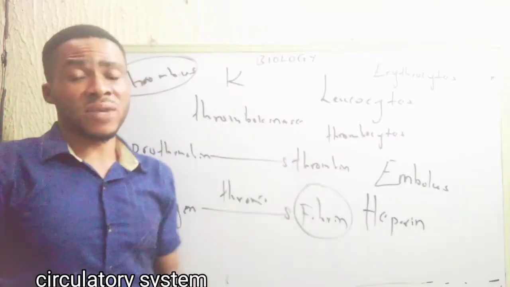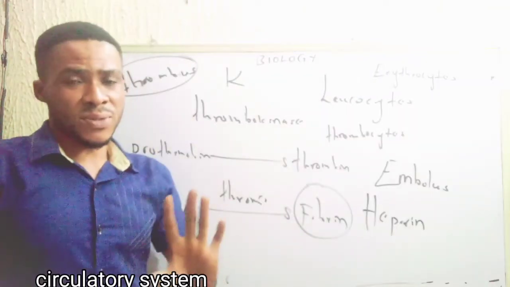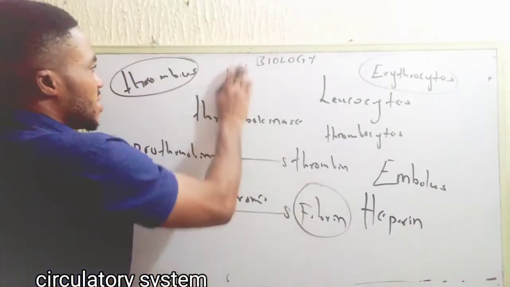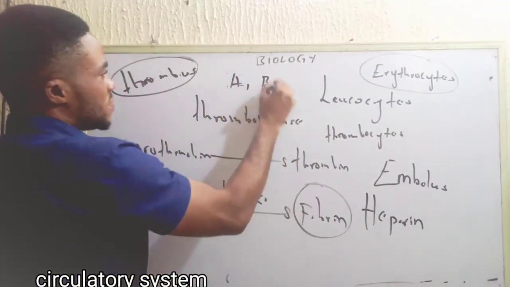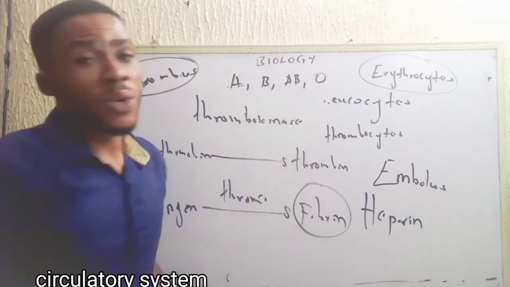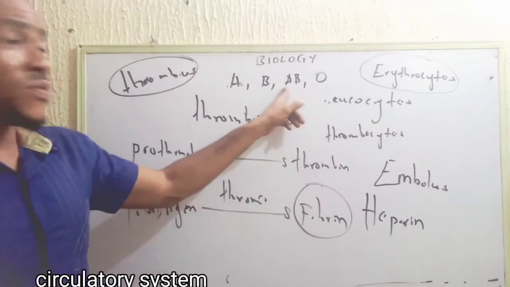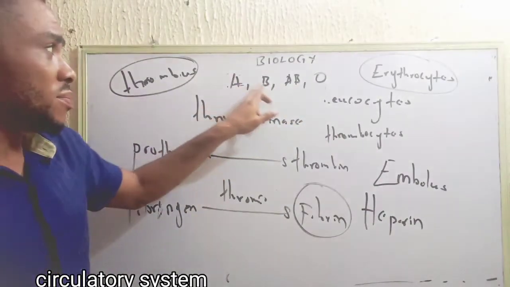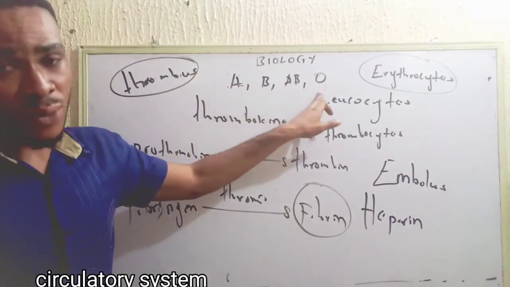And you must remember that we have the four blood groups. We have four blood groups majorly: blood group A, B, AB, and O. The AB is known as the universal recipient, because he can receive blood from blood group A, B, AB itself, and O.